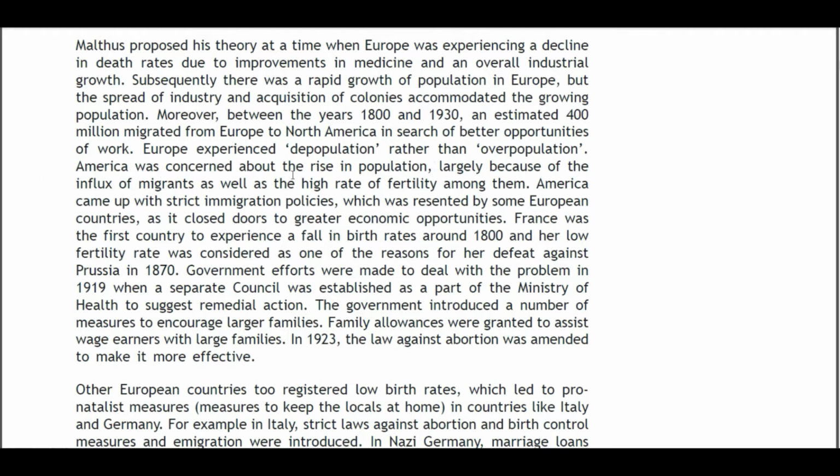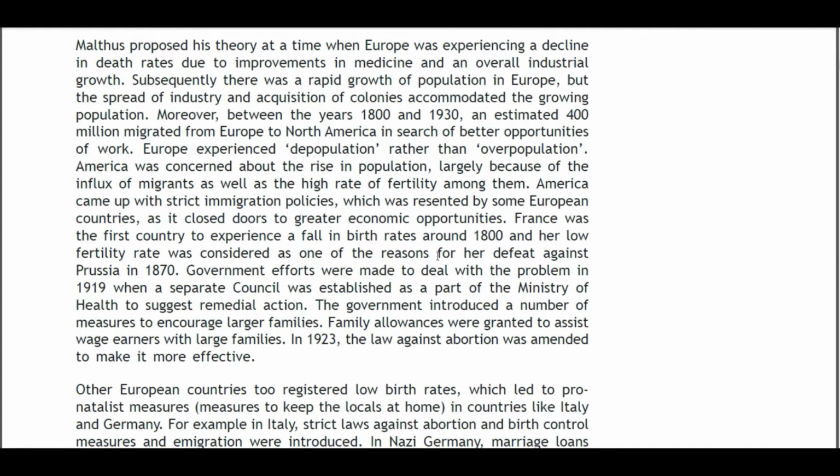America was concerned about the rise in population, largely because of the influx of migrants as well as the high rate of fertility among them. America came up with strict immigration policies, which were resented by some European countries as they closed the door to greater economic opportunities. France was the first country to experience a fall in birth rate around 1800, and her low fertility rate was considered one of the reasons for her defeat against Prussia in 1870.